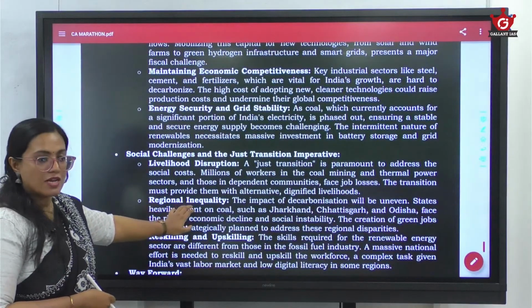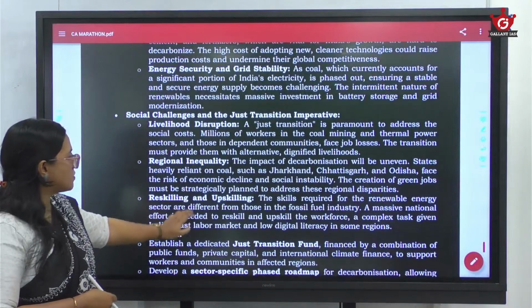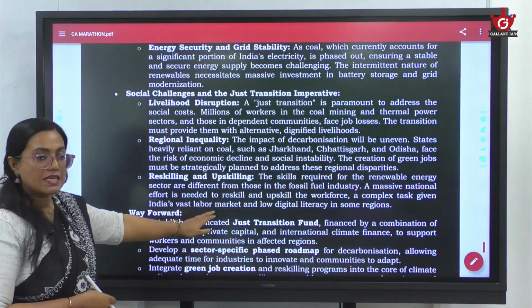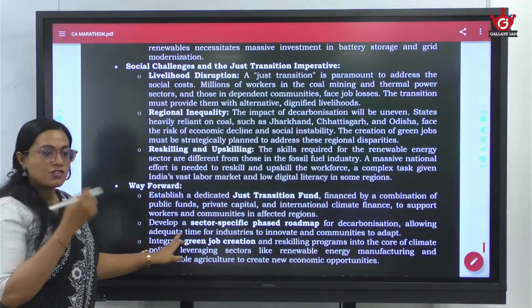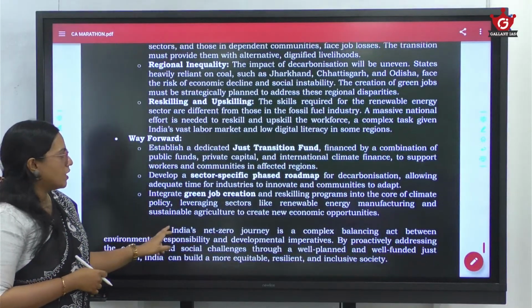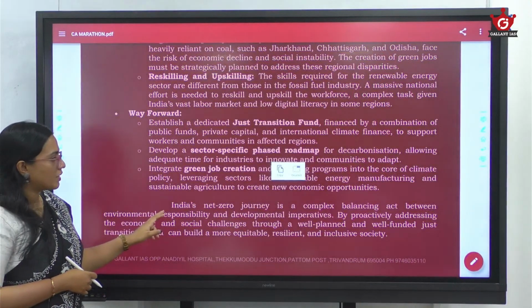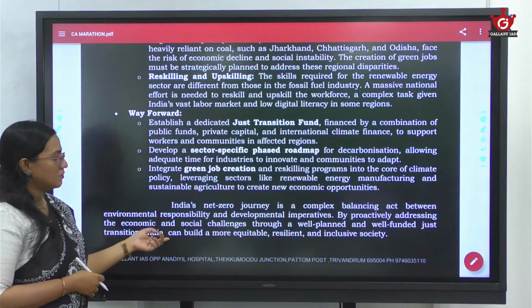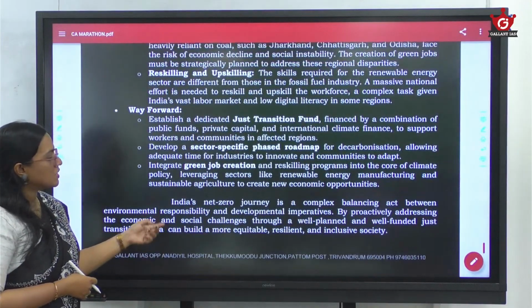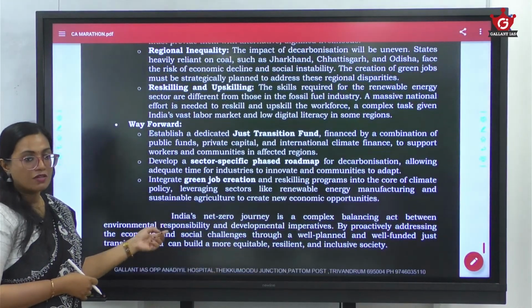What are the social challenges associated with just transition? One is livelihood disruption, regional inequality, reskilling and upskilling. Now, since you have mentioned the challenges, mention the way forward also. Establish a dedicated just transition fund, sector-specific phase-out, green job creation, all this. Okay. And how is it actually helping India's net zero journey? That should be your conclusion.